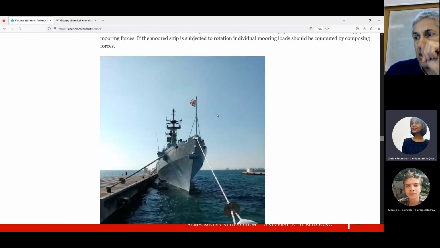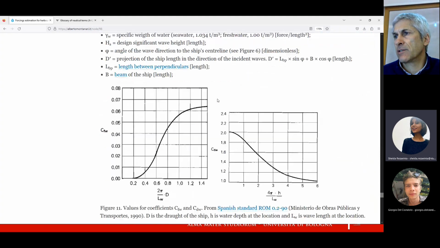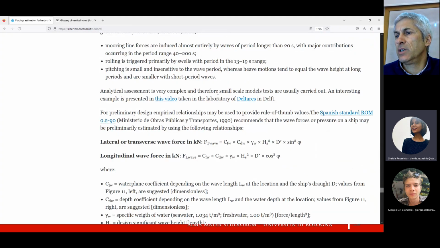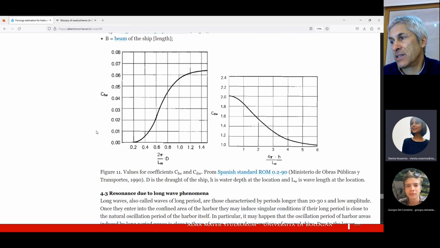Now, wave forces, these two coefficients, CFW and CDW. We have here two graphs, let's say, abacuses. I think in plural we say abacuses, but okay, there is an abacus for CFW and an abacus for CDW. And you see the values. CFW actually is very low, and CDW is in general higher than 1.